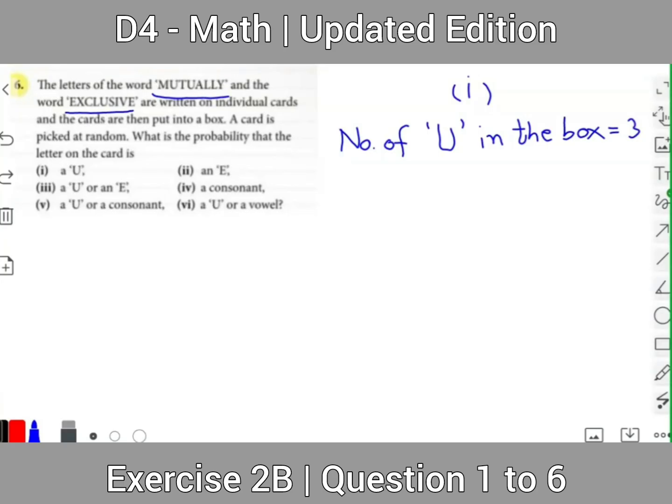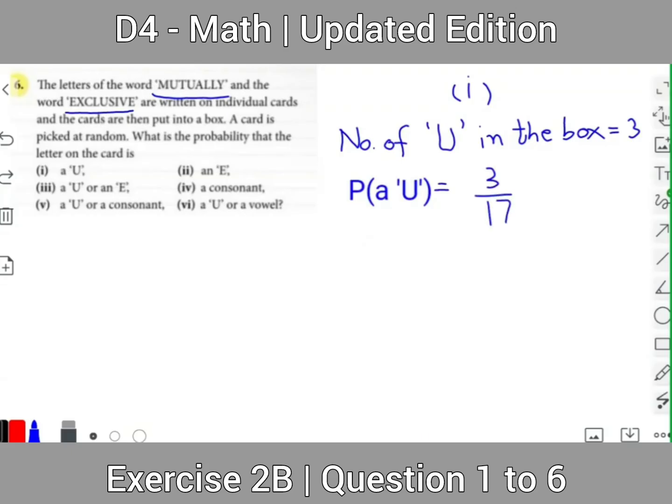And now we will add up the total letters in both the words. So in the word mutually, we have 1, 2, 3, 4, 5, 6, 7, 8, so 8 letters. And in the word exclusive, we have 1, 2, 3, 4, 5, 6, 7, 8, 9. So in total, we have 17 letters. So the probability that the card is a U will be equal to 3 over 17.